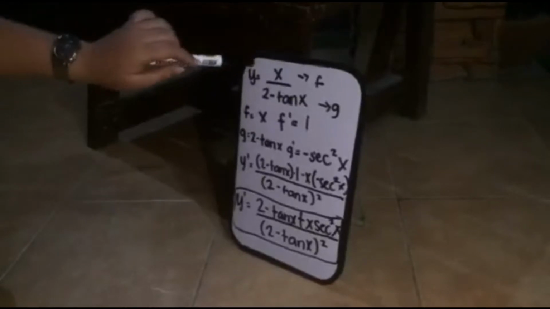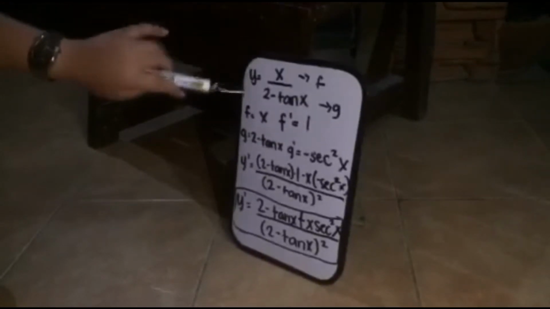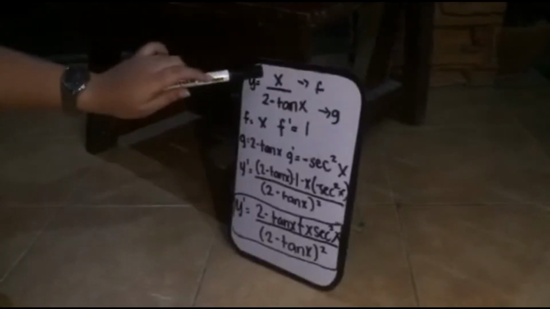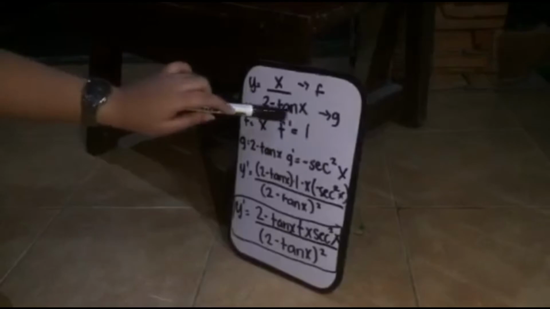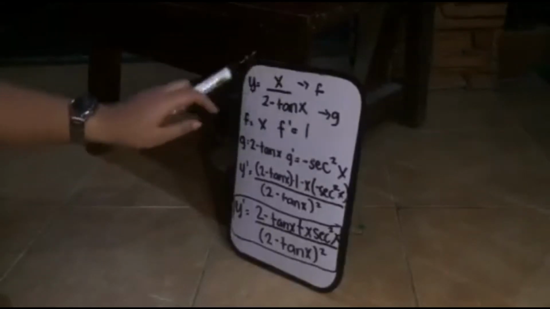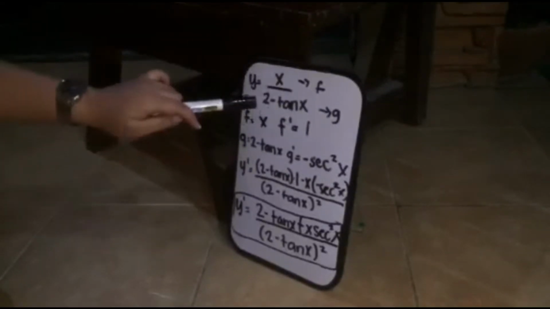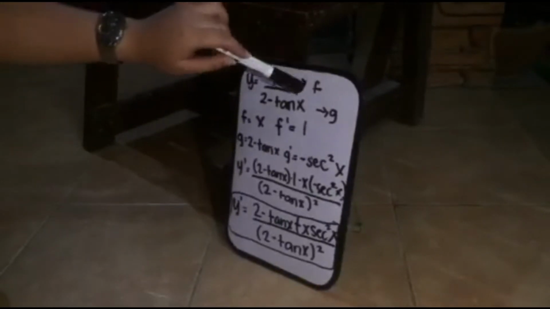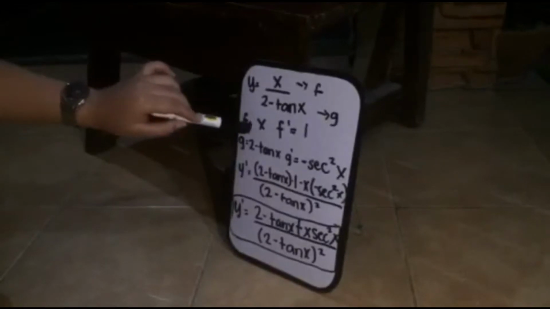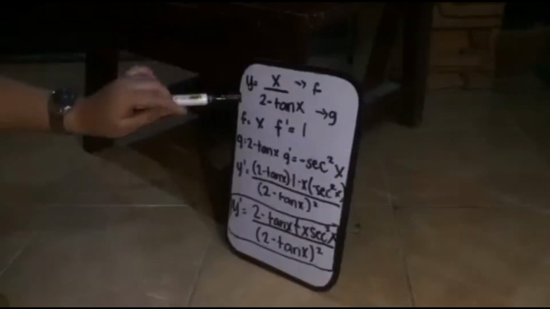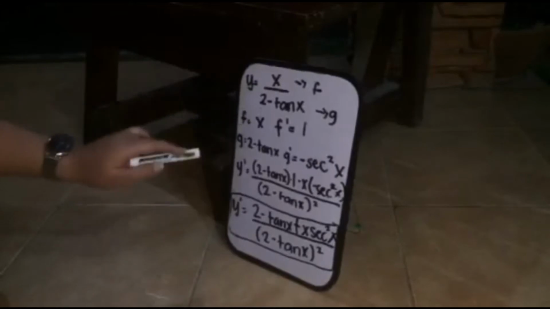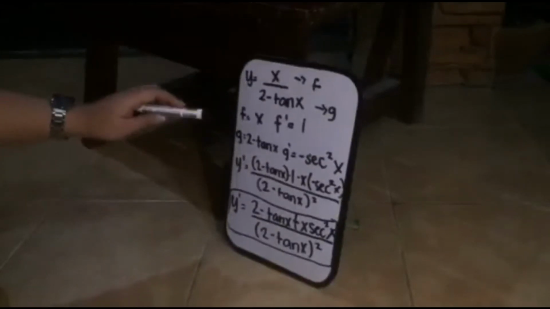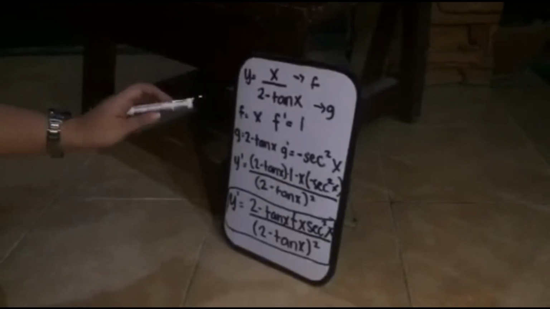So, ngayon, mag-try naman tayo ng function na gagamitan ng quotient rule. So, may example tayo ngayon na x over 2 minus tangent x. So, i-assume natin, bigyan natin sila ng sarili nilang variable para madali natin makuha yung mga sagot. So, let's assume na yung f ay equal sa x, tapos yung g naman, which is the denominator, ay magiging 2 minus tangent x.